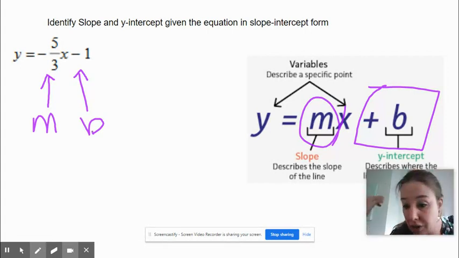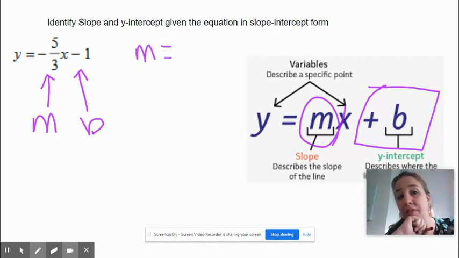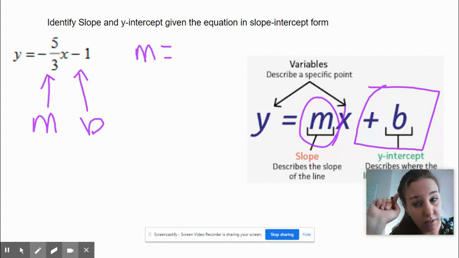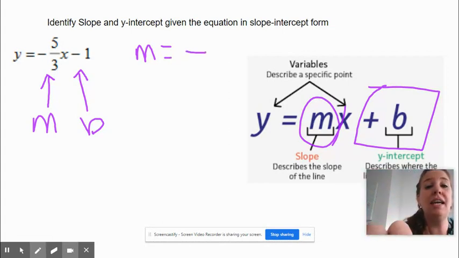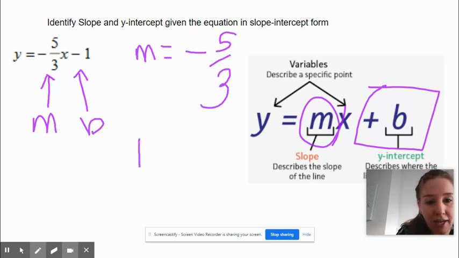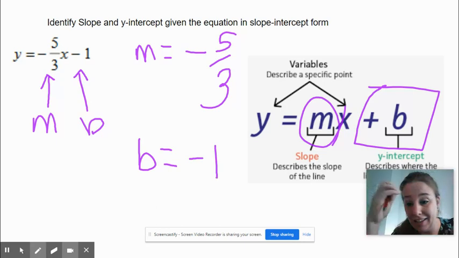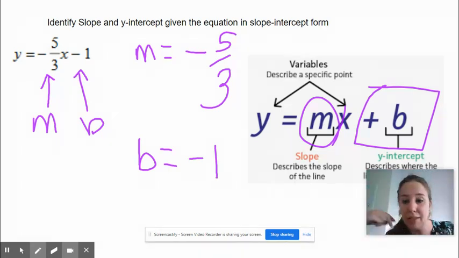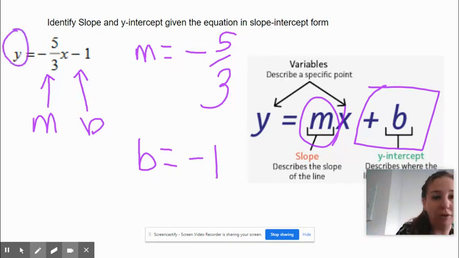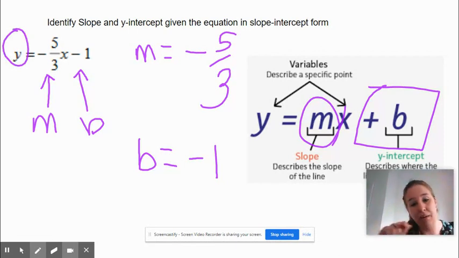So when you're actually answering your questions, you would say, okay, my slope. Well, my slope is not 5 over 3. Don't lose your signs. My slope is negative 5 over 3. My y-intercept. A lot of you are going to want to put 1. It's not 1. It's negative 1. Be careful. Don't lose your signs. And I can't stress it enough. Y-intercept doesn't mean the y over here. Your y-intercept is that number off to the end. We'll talk about that more when we really start graphing things.